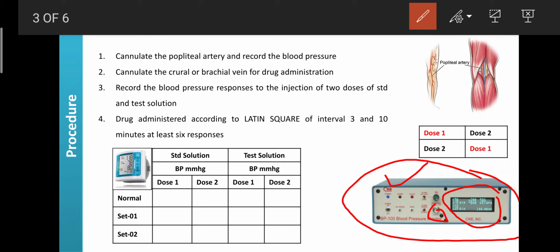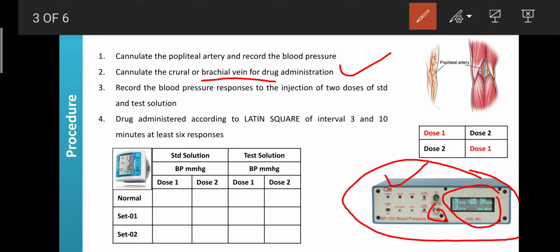Later on you isolate and cannulate the brachial vein. This brachial vein is present in the arm, or originates from the arm. It carries blood away from the lungs because it is a vein. It can be isolated and cannulated, and it is helpful for administering the drug.